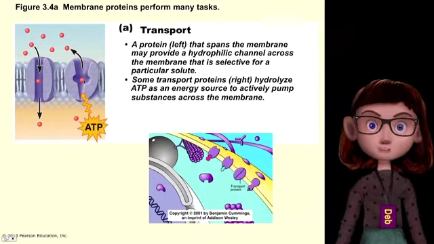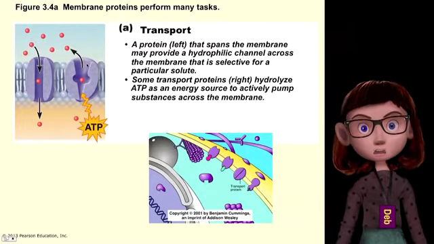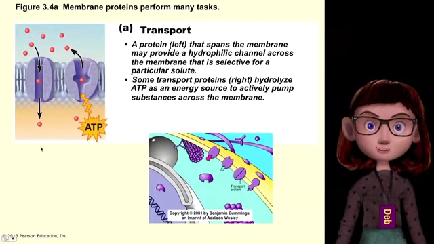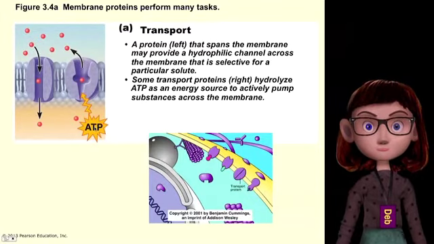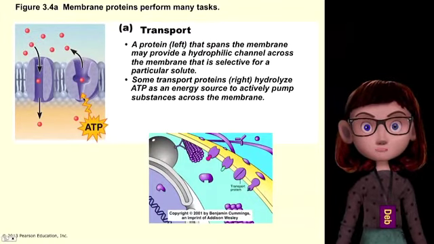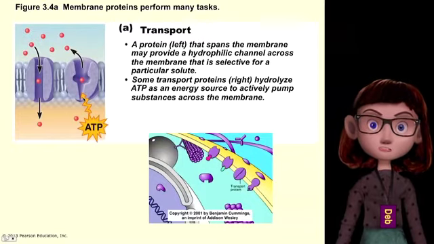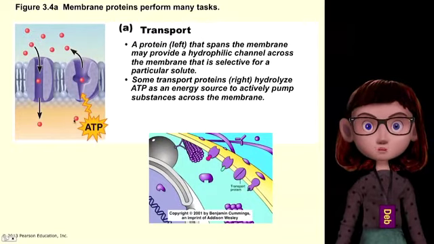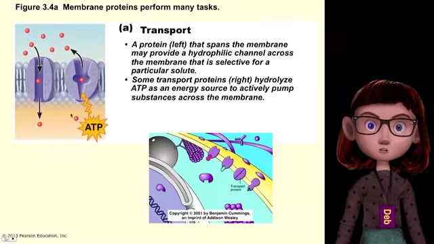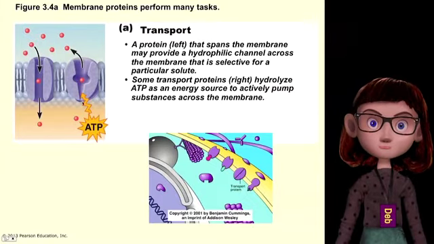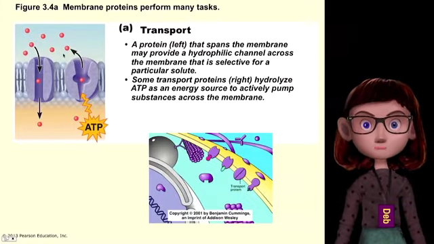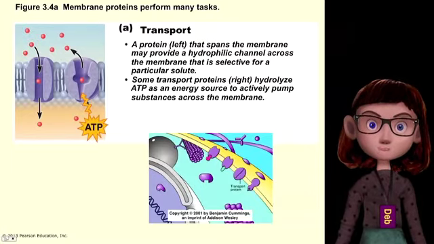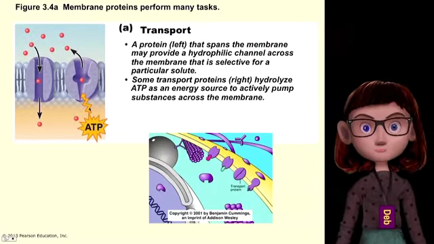The one on the right here is a transport protein that hydrolyzes ATP as an energy source. In other words, this requires energy. It's called active transport, and it can move something from an area of low concentration to high, going uphill, up the concentration gradient, which requires energy. This would be a pump protein.